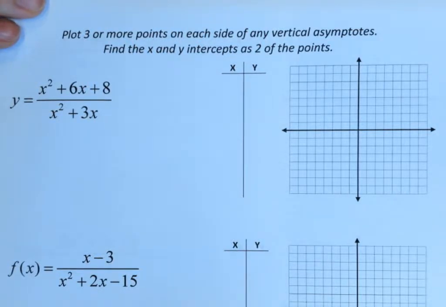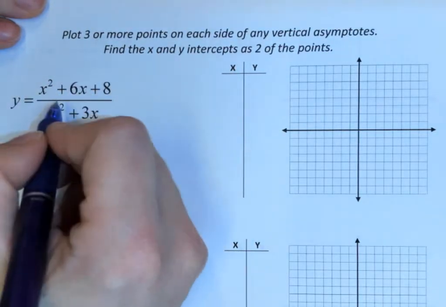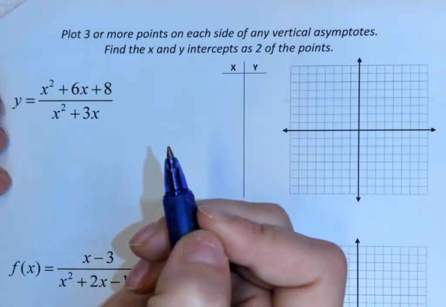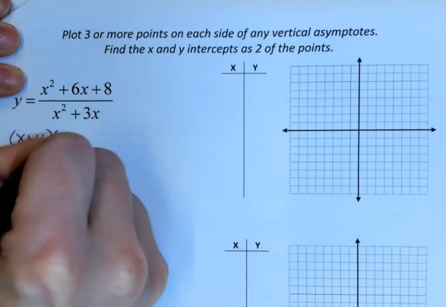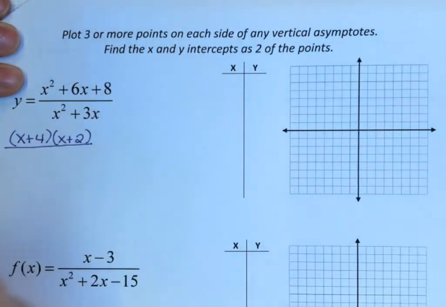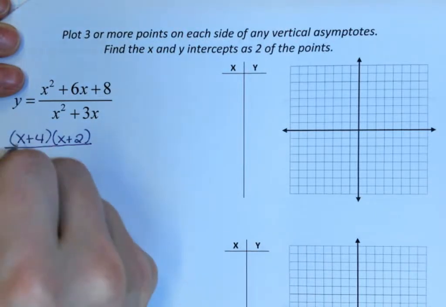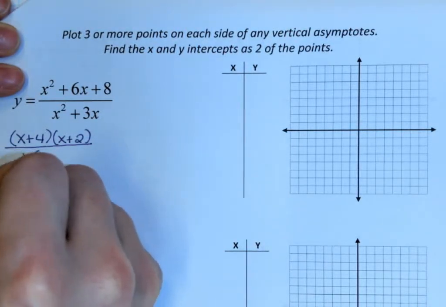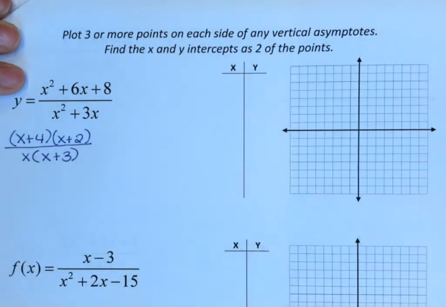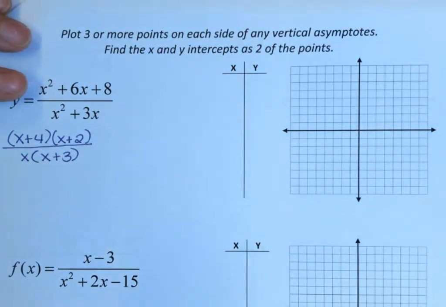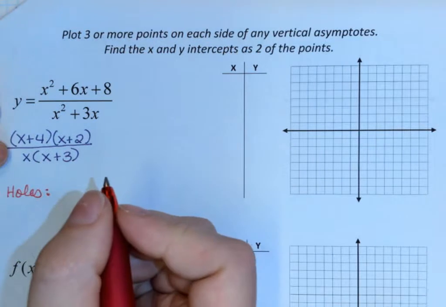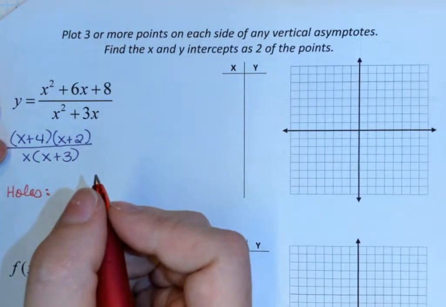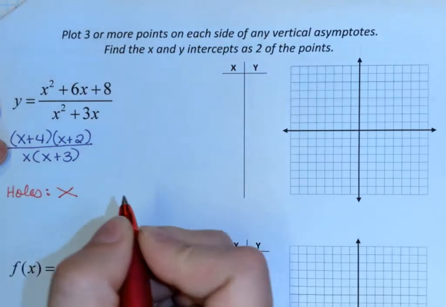All right, ready for this? What is my first step? Factor. Does the top factor? Yeah, what does it factor to? x plus 4, x plus 2. Does the denominator factor? Yes. How does it factor? Okay. So now we're going to go through our different characteristics. Holes. Do I have a hole? Why don't I have a hole? Yeah, nothing cancels out, so we don't have a hole.